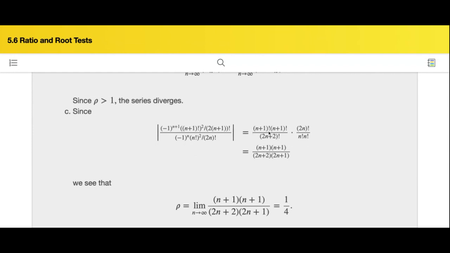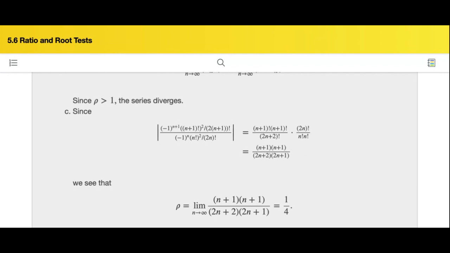So n plus 1 factorial, again, is n plus 1 times n factorial. So we have n plus 1 square left in the numerator, because n factorial divided by n factorial becomes 1. And the 2n factorial with 2n plus 2 factorial. So 2n plus 2 factorial, let me write in the chat.